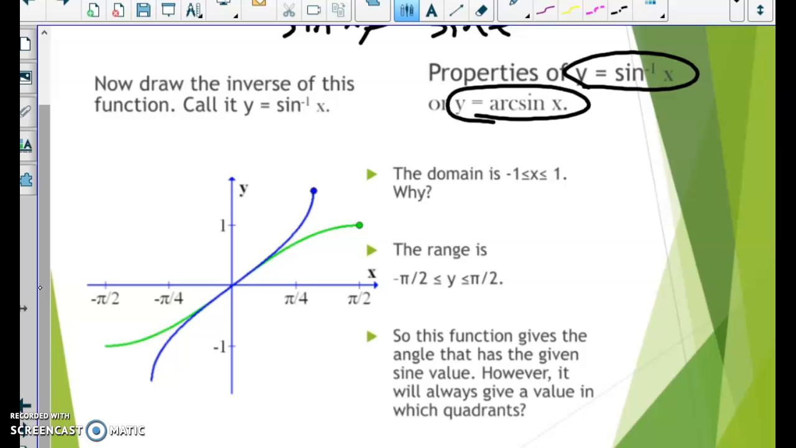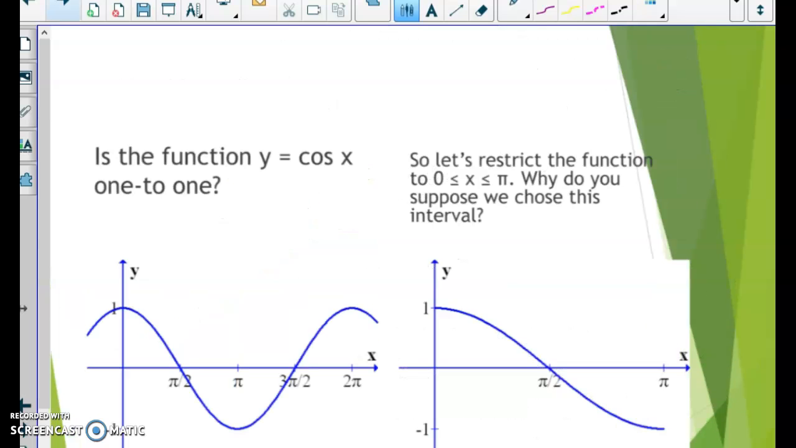Okay? And this function gives the angle for the sine value. So if we know a value, we can give the angle. And the way we read this is the angle whose sine is x. And we could write arc sine, but that's how we read it when we're trying to find the answers. The angle whose sine is x.